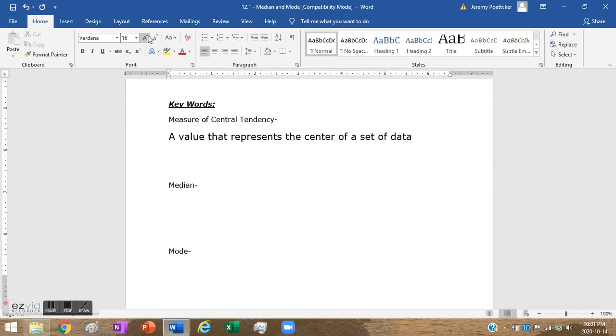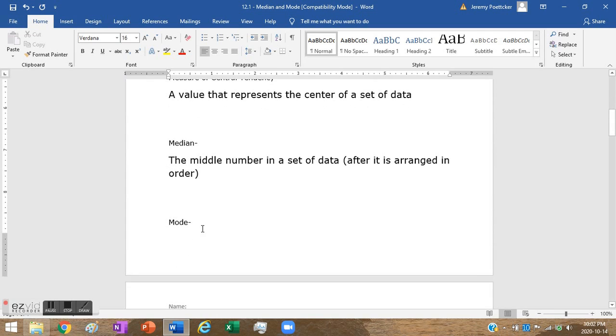Now, median, simply put, is the middle number in a set of data after it is arranged in order. Right? Obviously, I could mess it up in some weird way and say, well, look, there the middle one is, and just play with it. But no, the middle number in a set of data is the median, assuming that it has been arranged in order.